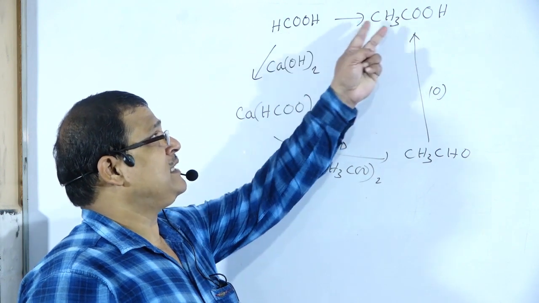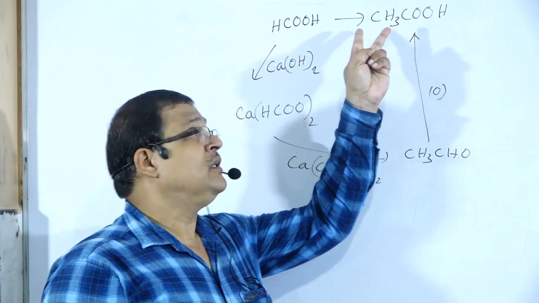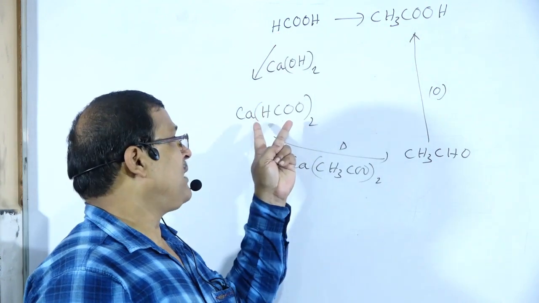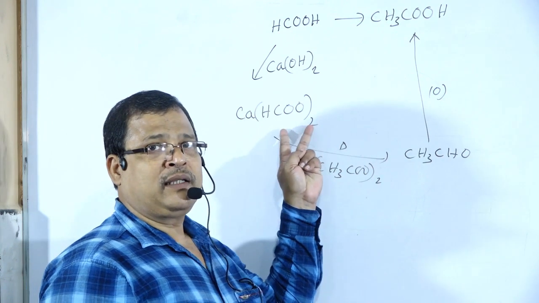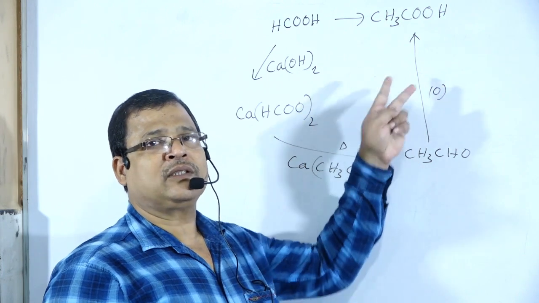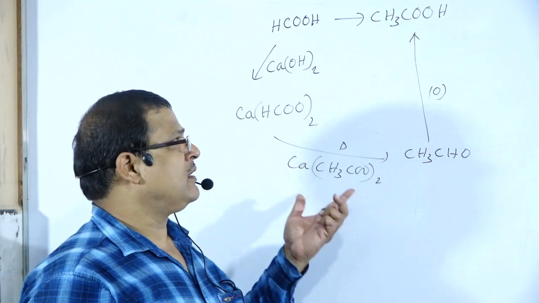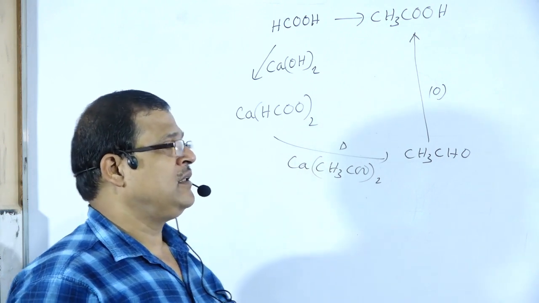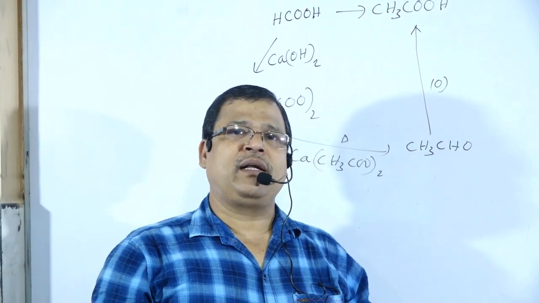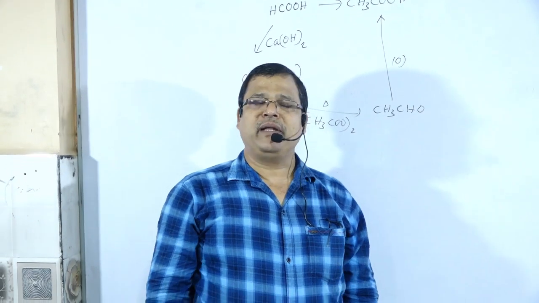That means the number of carbon atoms has increased. How? Formic acid treated with calcium hydroxide forms calcium formate. Calcium formate is heated with calcium acetate to form acetaldehyde. Acetaldehyde is oxidized to form acetic acid. So these are some organic conversions of this chapter, and we will explain them briefly in a particular chapter, that is organic conversions. In that chapter we will explain by giving many examples.